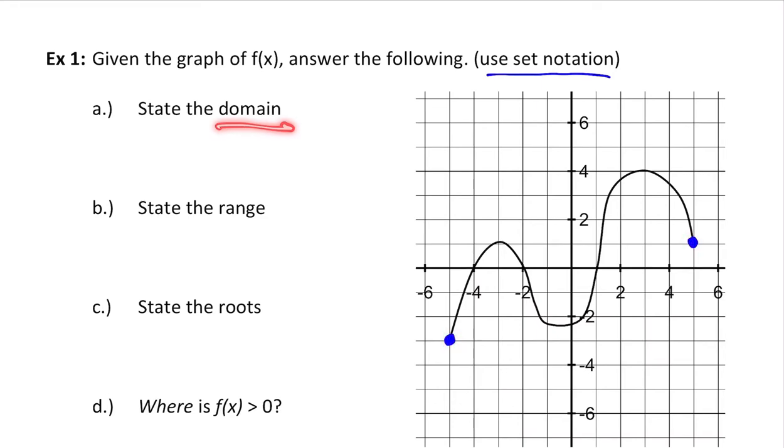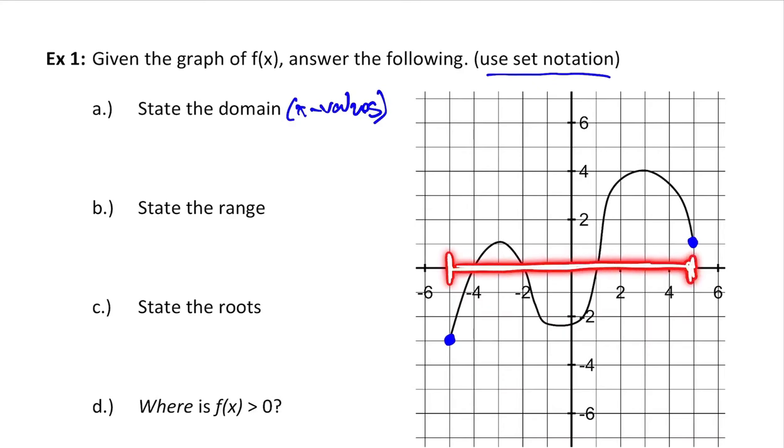State the domain. Well, if you remember, domain, we want to know what x values are included on this graph. So that means I want this here. There are the x values. So I need to state this interval in set notation. So it looks like -5 is less than or equal to x is less than or equal to 5.